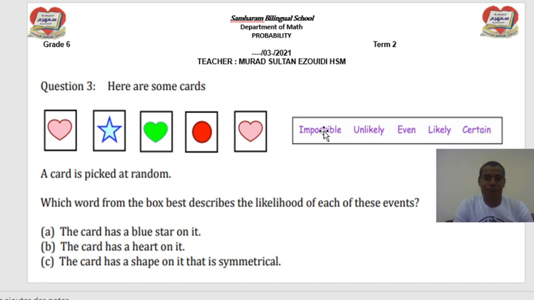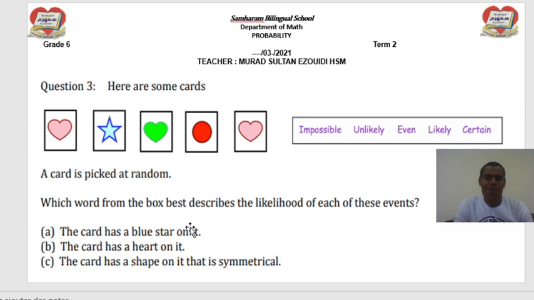Clear? So impossible means it has a probability of 0. Unlikely means between 0 and less than half. Even means half. Likely means more than half and less than 1, and certain is 1. So here a card is picked at random. Which word from the box best describes the likelihood of each of these events? Here you see A, B and C are called events.